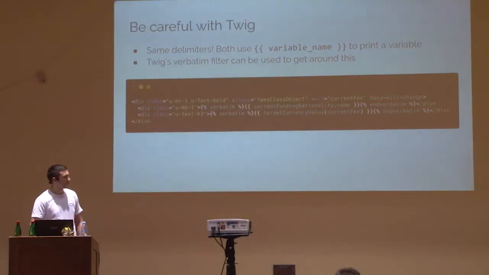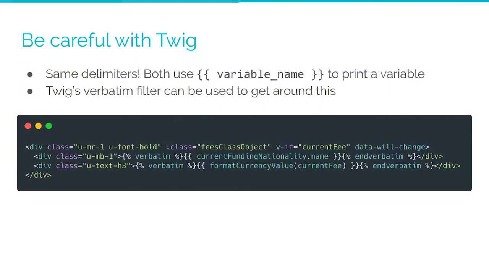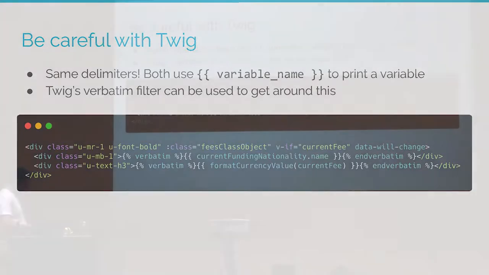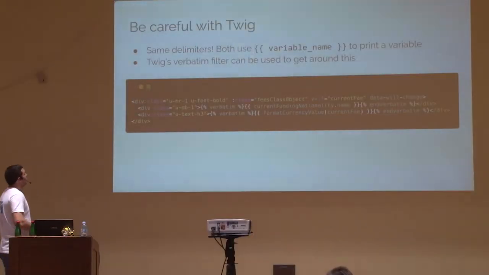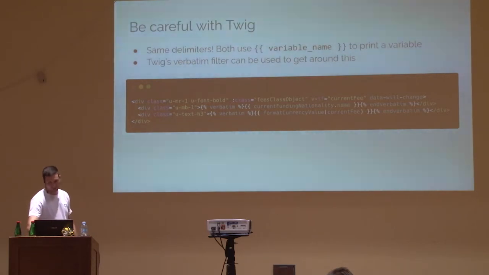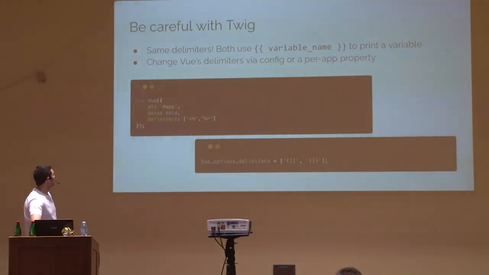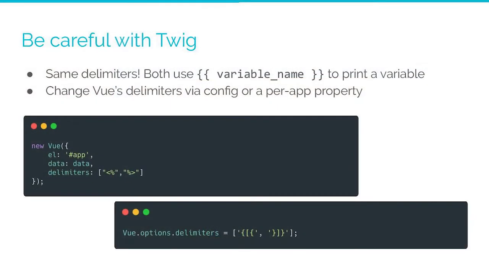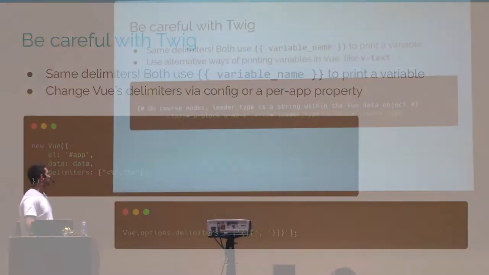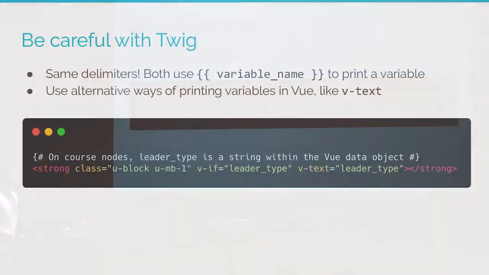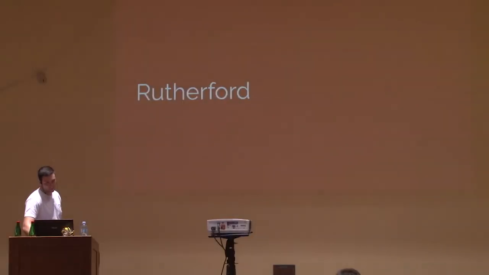Vue in Drupal, we need to be careful with that because it uses the same delimiters, double curly braces, but you can fix that with the verbatim prefix before and after. You can, of course, set different delimiters in a Vue config, or you can create a Vue if, v-if, and work that way, an alternative way.